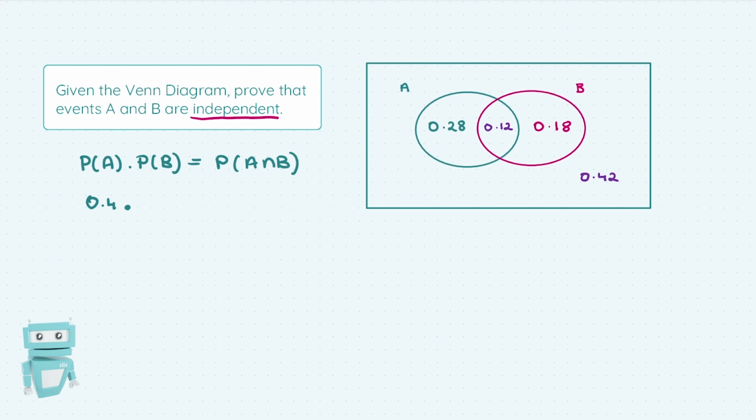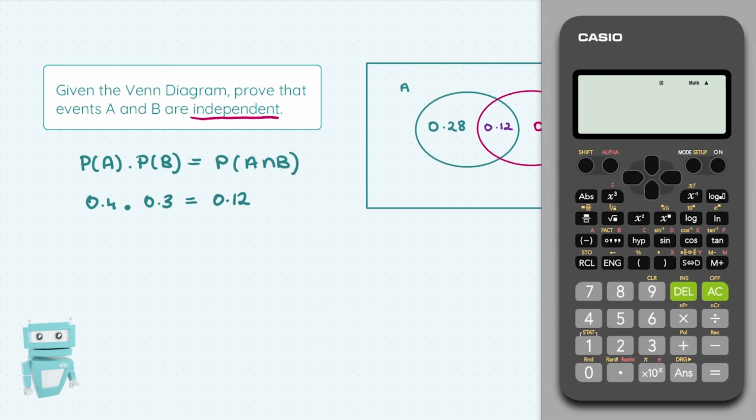Same thing. Don't rush in and say 0.18. That's B only. So we're looking at everything inside that B circle. 0.18 plus 0.12, and we get 0.3. And if they're independent, that will be equal to the probability of A intersection B, which is 0.12. Throw into your calculator now, 0.4 times 0.3.